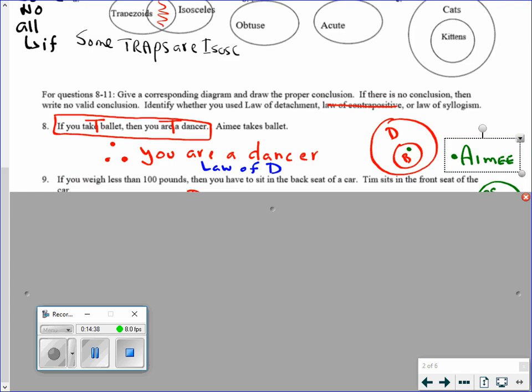All right, here's the next one. If you weigh less than 100 pounds, you have to sit in the back seat of the car. Tim sits in the front seat of the car. All right, see if you can come up with the answer for this one. It's telling you that he sits in the front seat.